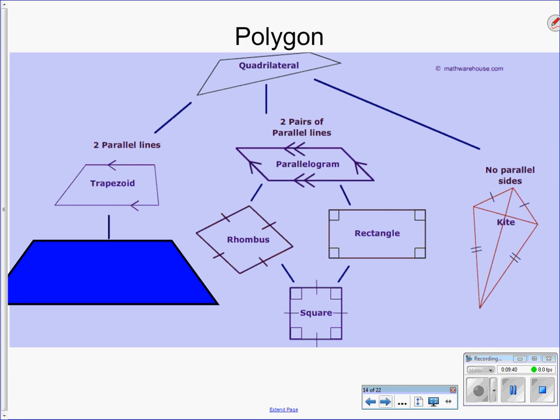All right, so when we look at a polygon here, remember, a polygon is any flat object that has lines that connect. So when we think of a quadrilateral, we want to think of 2 parallel lines. When we think of a quadrilateral that has two pairs of parallel lines, and then over here they have no parallel sides. Okay.